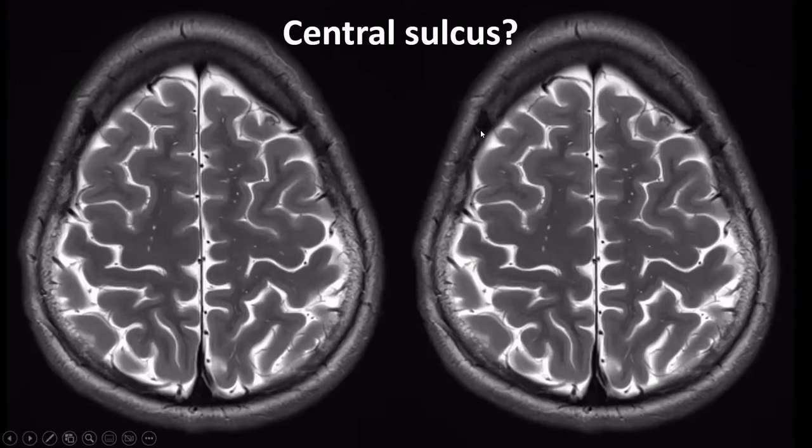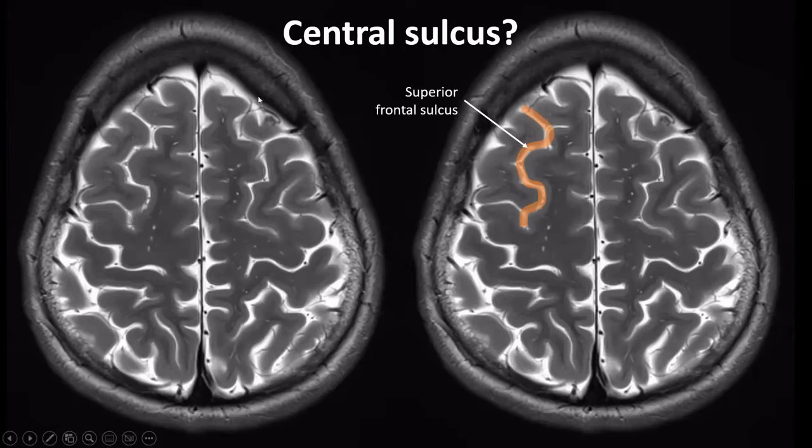So let's start with trying to identify our most important sulcal landmark. How do you do that on the lateral surface? How do you do that if you can't do it on sagittal images? How do you do that on axial images? Well, these are T2 weighted images. They're the same image. I used one as a reference point because I'm going to color it in a bit.